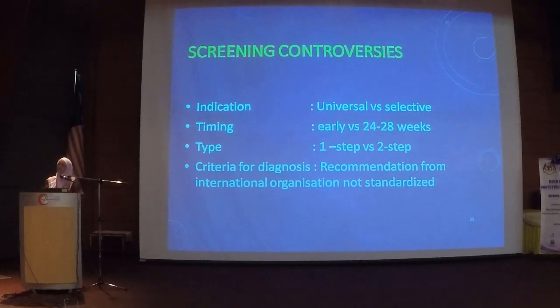24 to 28 is taken because this is the time after second trimester. This is the time where the insulin resistance will go up and the pancreas cannot cope anymore. Yeah? So if we screen early, we might be looking at populations already with undiagnosed type 2 diabetes, but we need to treat them accordingly. Yeah? There's the one-step versus two-step approach. And criteria for diagnosis, the recommendation from international organizations are not standardized.